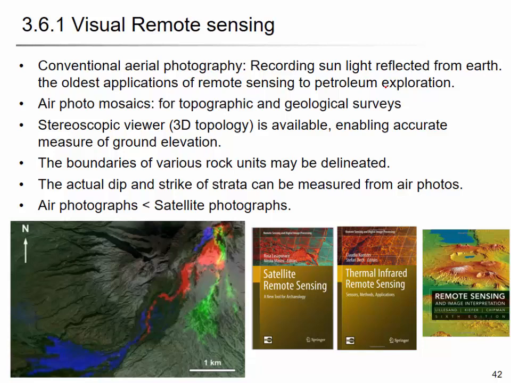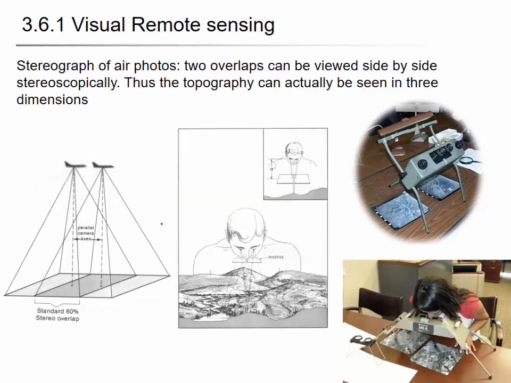And so remote sensing is a very large discipline in geomorphology and geography, for those who study geography. The conventional aerial photography is where you take the pictures from the airplane. Air photo, stereoscopic view. And the stereograph of the air photo is what we did in the 1970s and 1960s, maybe even before that. It's like you have a 3D movie.